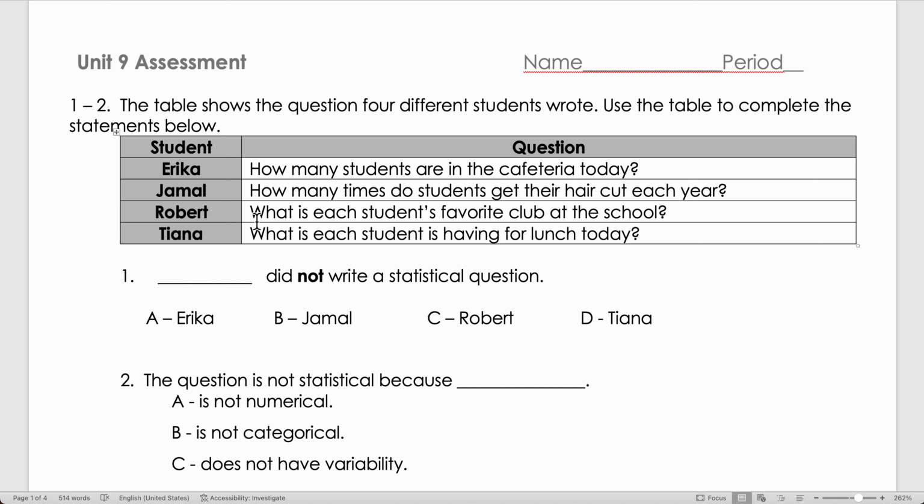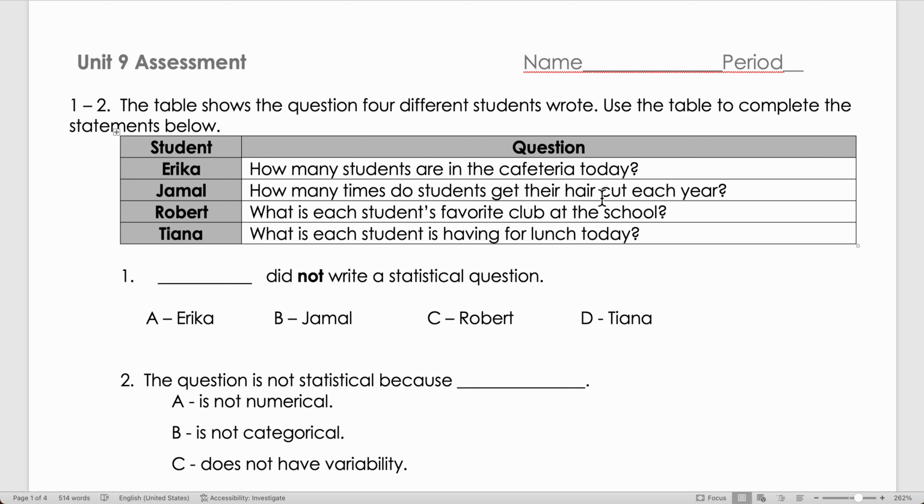So reading the question, number 1, who did not write a statistical question? It seems like it's going to be Erica. Let's just read through to make sure there's no typos or anything. Jamal, how many times do students get their hair cut each year? So this is to a group because Jamal could go ask a seemingly endless number of students this question.